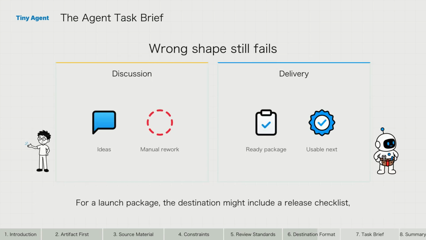For a launch package, the destination might include a release checklist, approved copy, media paths, a risk table, and a final go or stop status. A prose answer that merely discusses the launch would not satisfy the task.